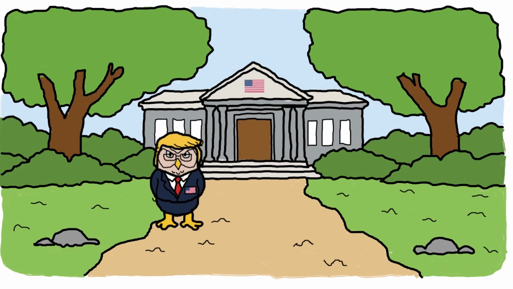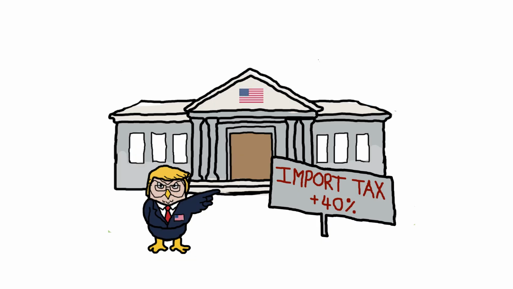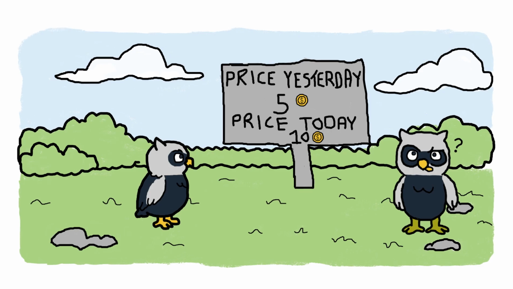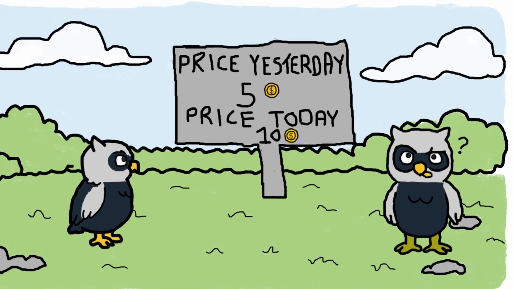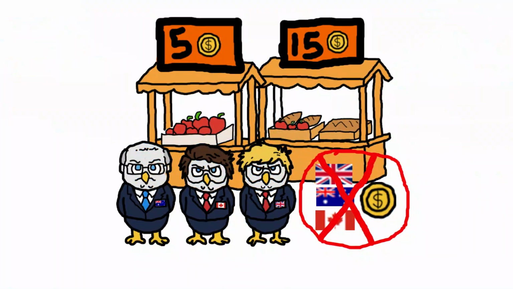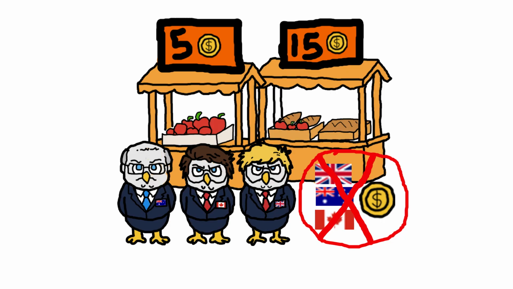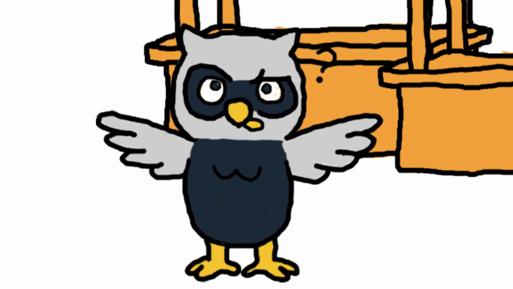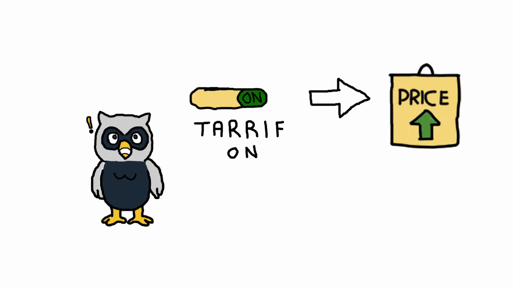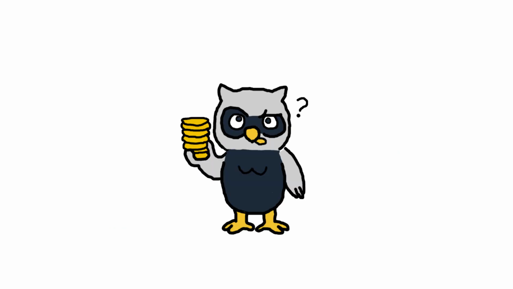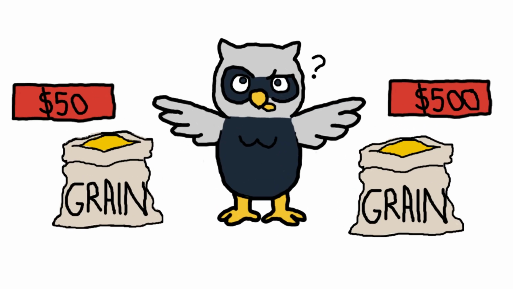In owl world, the American owl government announces a new import tax, and the local owls end up paying more. The foreign owls don't hand over coins at the market, the local owls do. By the end, you'll understand what a tariff is, who actually pays it, and why it changes prices even when nothing new is happening. This system is called a tariff.